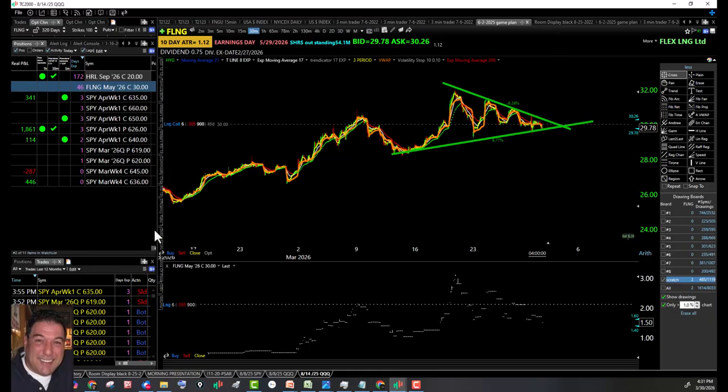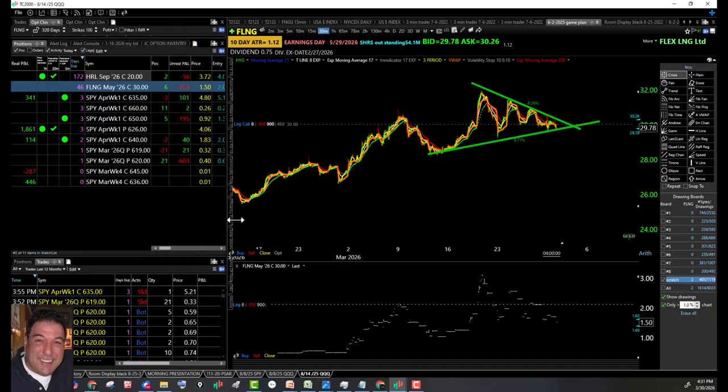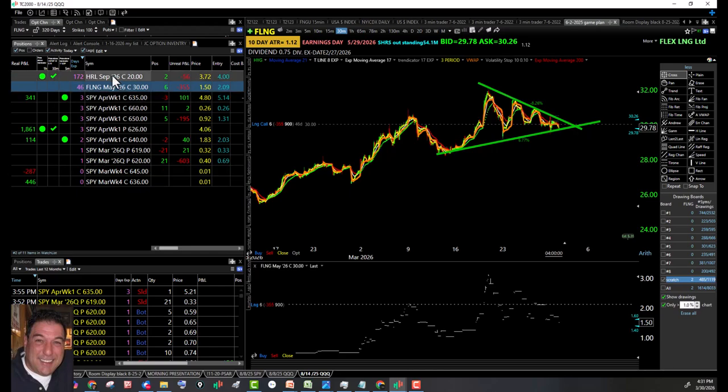So I got some of that. I think I'm underwater on both. For Hormel you can see minus 56, and for Flex LNG right here, minus 355. These are long-term plays, all right? So they're swing trades, not day trades.